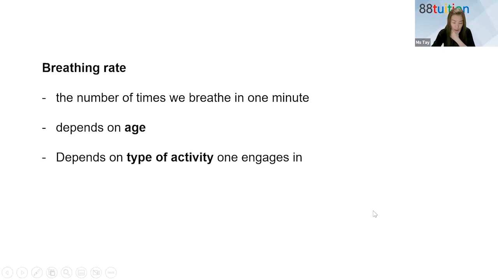All right. So now breathing rate depends on age, and depends on the activity one engages in.